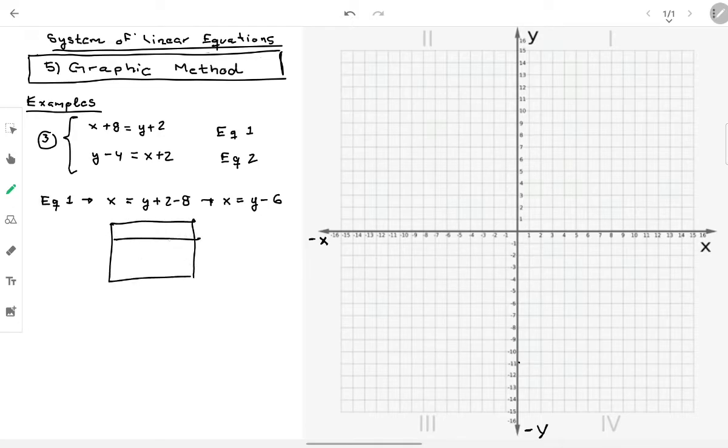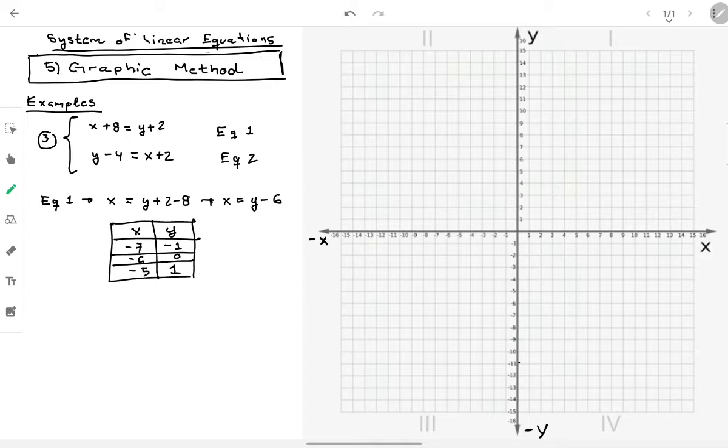So we can do our little table. It's going to be x, y. So imagine having y as minus 1, 0, and 1. Remember, we can put any values. So when y has a value of minus 1, it's going to be minus 1 minus 6, it's going to be minus 7. When y has a value of 0, it's going to be minus 6. When y has a value of 1, 1 minus 6 is going to be minus 5.